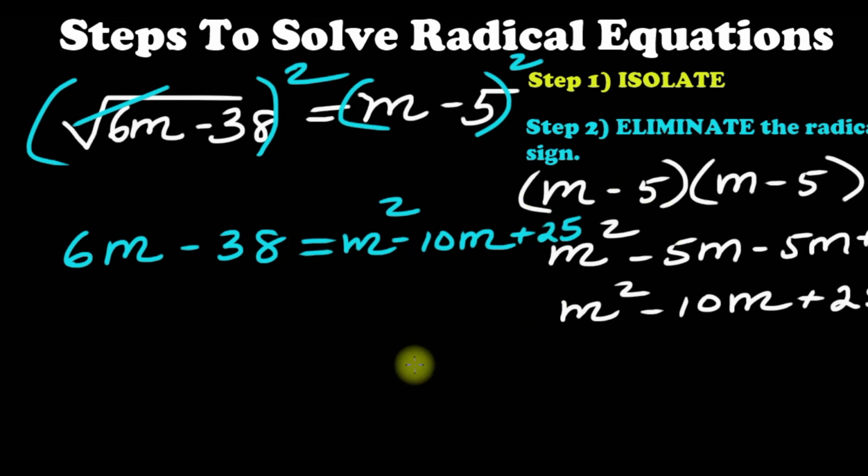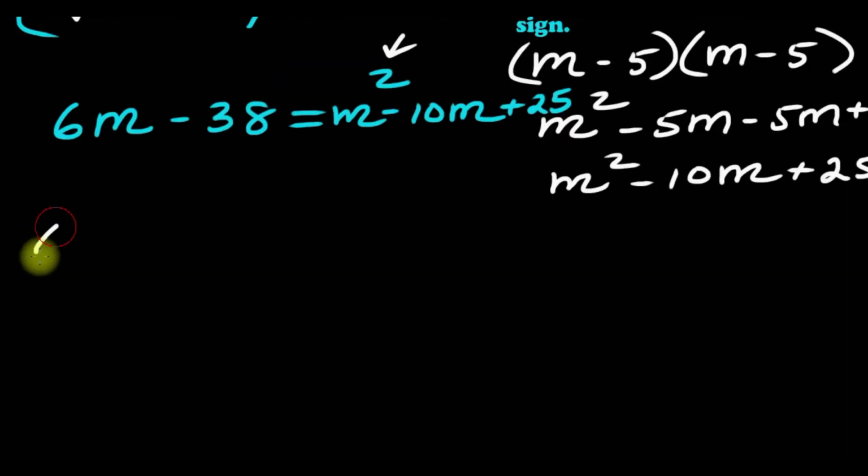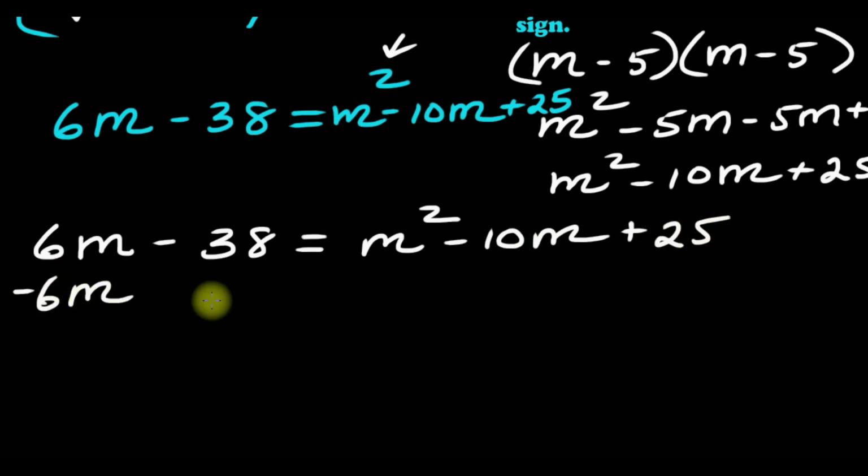Next thing we have to do is solve for it. Again, because of the 2, the exponent here makes it a quadratic equation. We would have to set this equal to 0, try to factor it, and then set each factor equal to 0 and solve. So 6m minus 38 is m squared minus 10m plus 25. And then here minus 6m, I'm getting rid of the 6m and the plus 38. So I have to do it to this side, 6m and then plus 38.